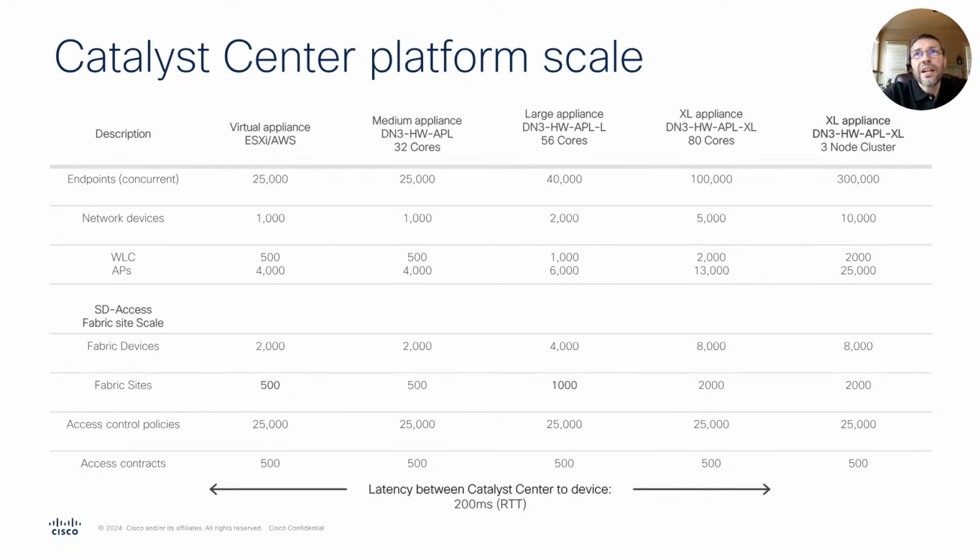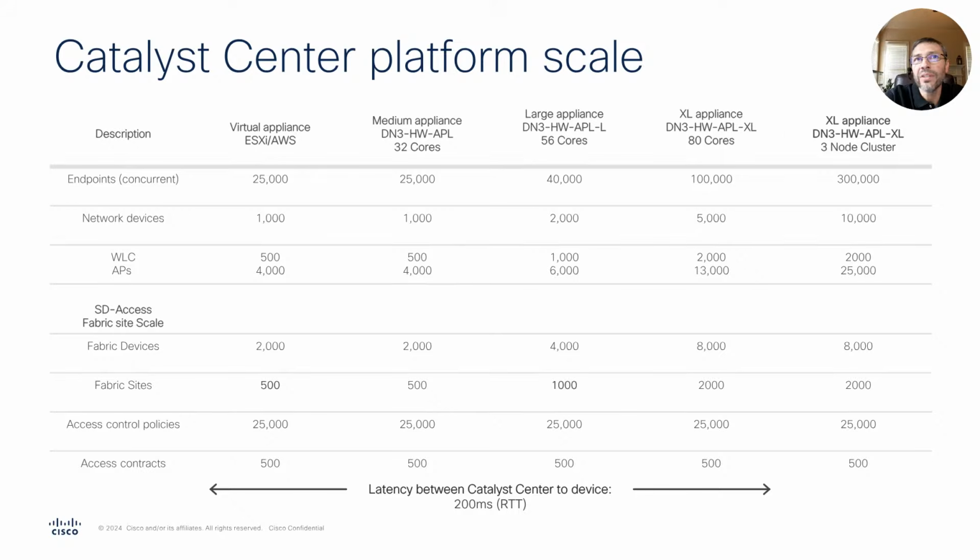So here we're going to cover our Catalyst Center platform scale. The key thing is, with your virtual appliance, your ESXi or your AWS, we've got up to 1,000 device support. With your medium appliance, we've still got 1,000 device support. When you go to your large and extra large devices, we go from 2,000 to 5,000. And when you go to your XL DN3, the 3-node cluster, you get up to 10,000 device support.